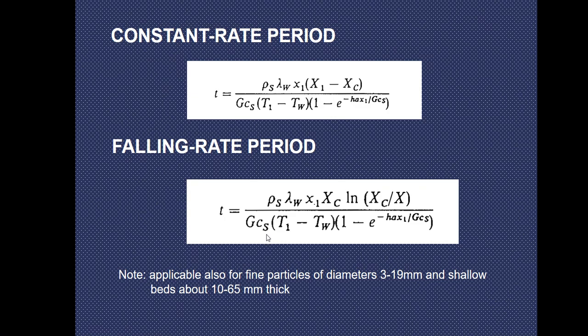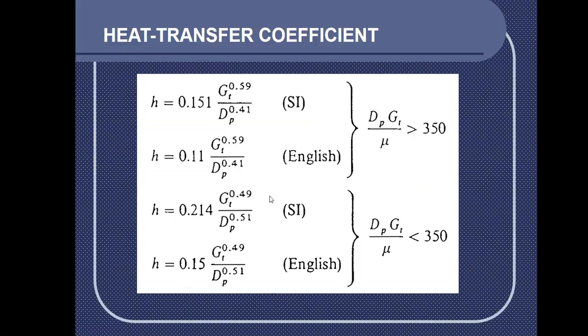Now, you see in this formula, you have the h, that would be this h here. The h here has two sets of formula, SI and English, for both sets, which have differing ranges of values for the product of dP, GT, and mu. Now, dP is the diameter of the particle, GT is the total mass transfer rate, and mu is viscosity. For greater than 350, this should be the formula that you should use. For less than 350, this should be the formula for you to use.